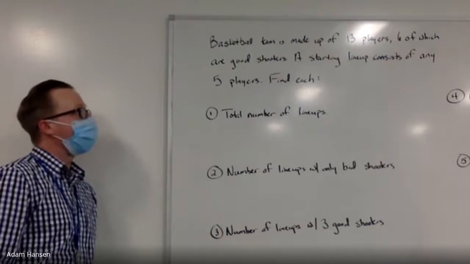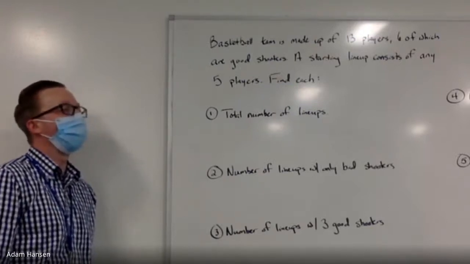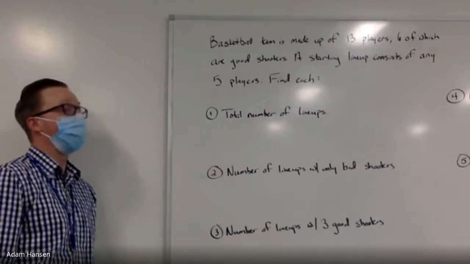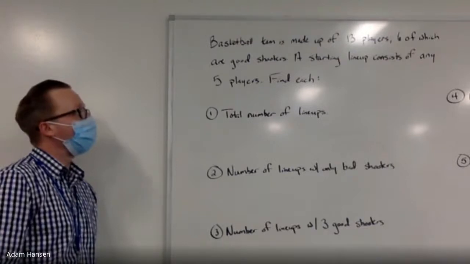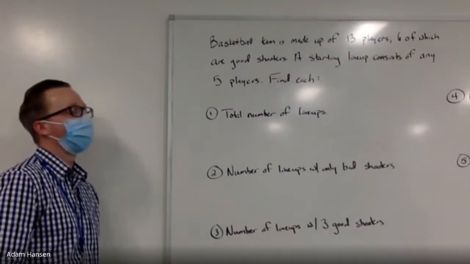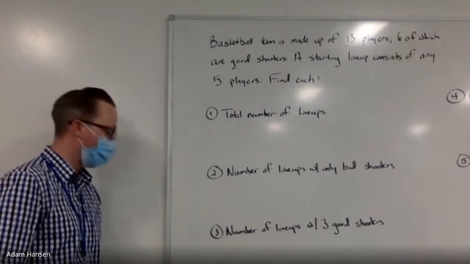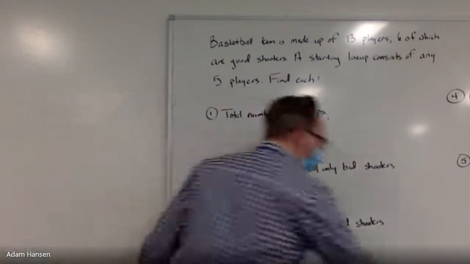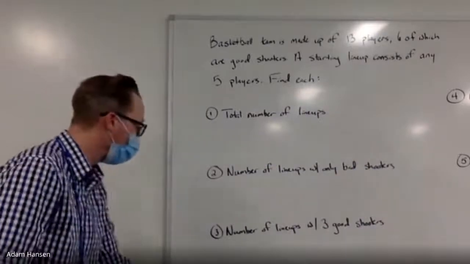A basketball team is made up of 13 players, 6 of which are good shooters. The rest are bad shooters. A starting lineup in basketball consists of any 5 players. So let's do this. Number 1, total number of lineups. How many people are on the team? How many people could be in a starting 5?